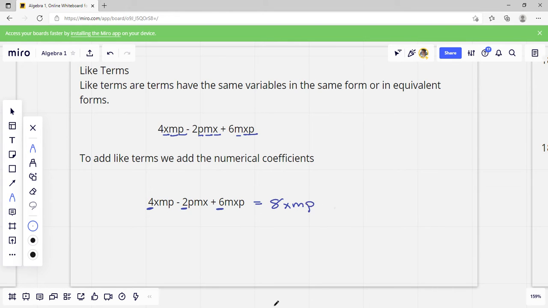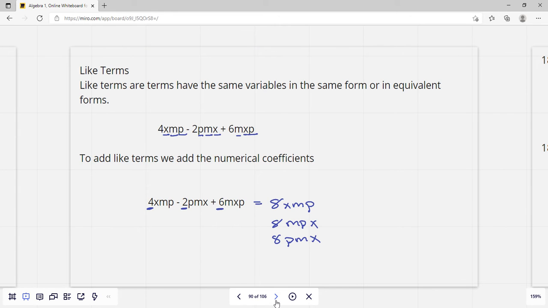And you can write those letters in any order, so you write 8mpx, or 8pmx, right? Any order, as long as you have all the letters.